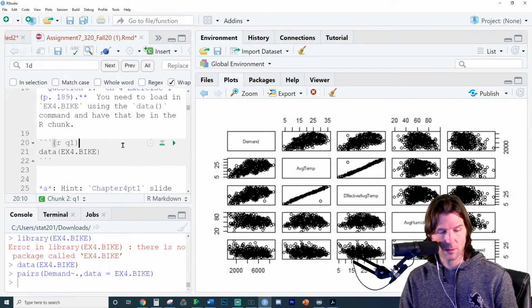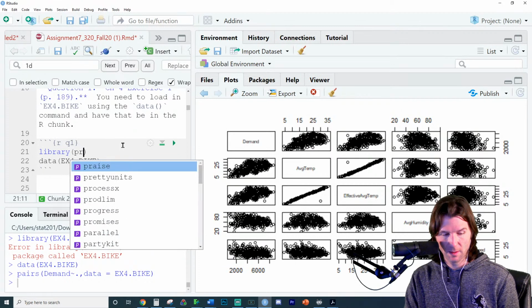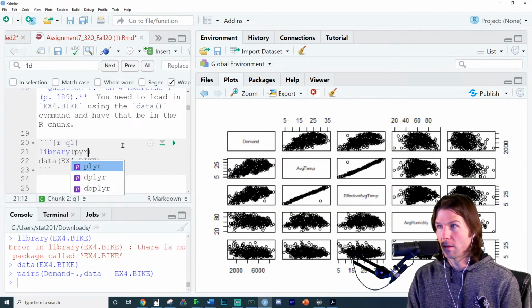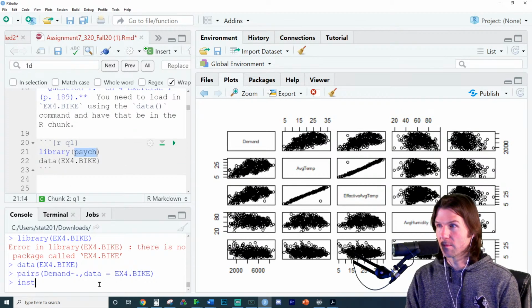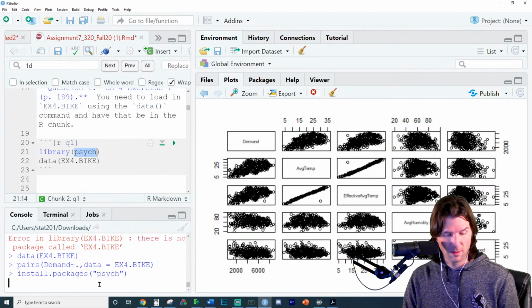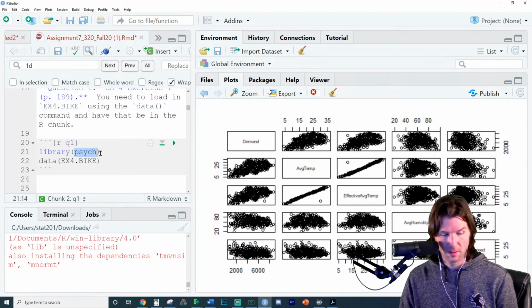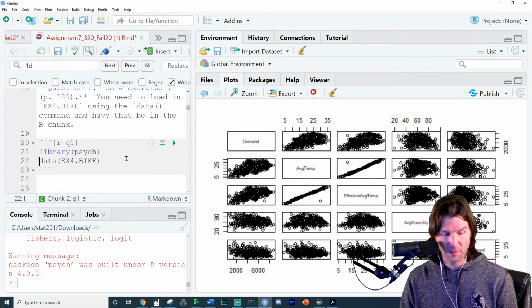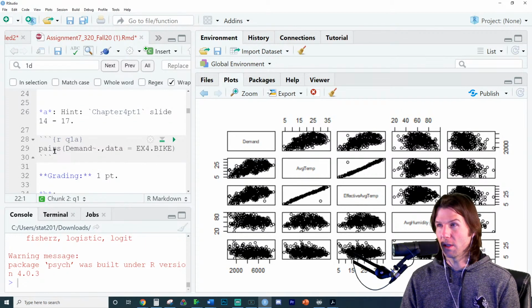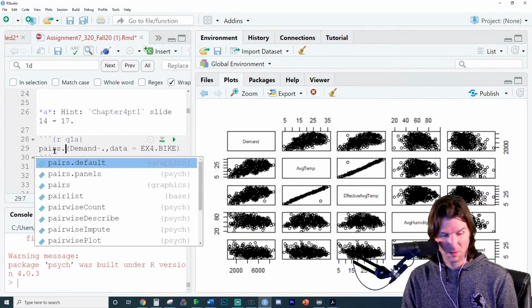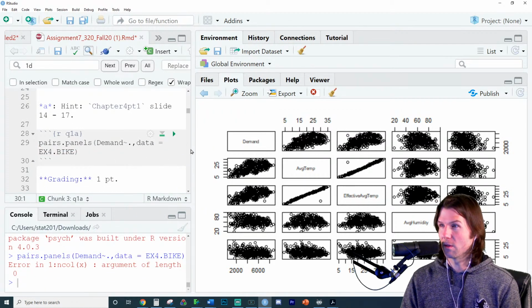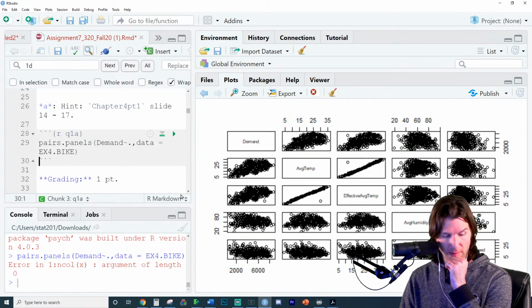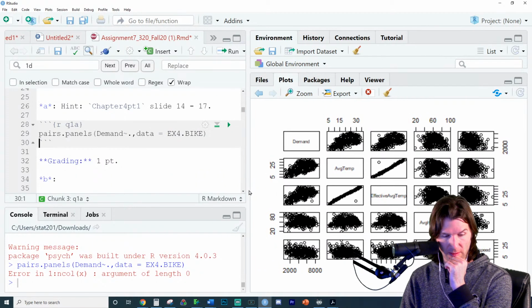Is it psych? Do I have that library? Spell psych. Okay. I must have updated my R. So I'm loading up a library right now, and then the function is pairs panels. What? Oh, do you have to do method? Really? It gives an error in argument length 0.